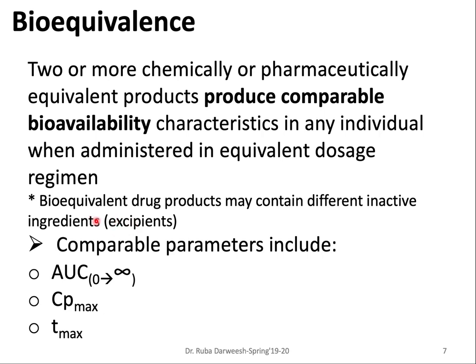Bioequivalent drug products may contain different inactive ingredients or excipients, for sure. We are mainly considering the same active with the same amount and the same dosage form, but it doesn't matter if we have different excipients. Examples of the parameters that we usually compare when talking about bioequivalence or bioavailability are total area under the curve, Cmax, and Tmax. This is when we talked about the extravascular route. We said that the area under the curve gives us an idea about the extent of the drug reaching the systemic circulation, Cmax both the extent and rate, and Tmax the rate of the drug reaching the systemic circulation.